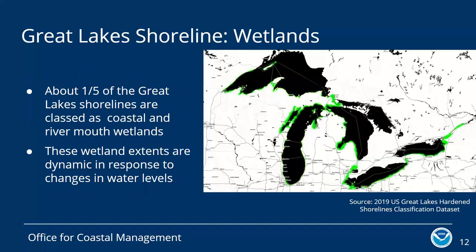Then if we look at wetlands, about one-fifth of the Great Lakes shoreline is classed as coastal and river mouth wetlands. And the reason that we bring this up is that as water levels change, they can ultimately have a direct impact on the wetland extent. Additionally, this can also have an impact on the biodiversity of our wetlands across the Great Lakes Basin. So as water levels drop, that leaves the bottomlands exposed or allows invasive species like Phragmites to more readily move in and decrease the biodiversity or threaten those wetlands.